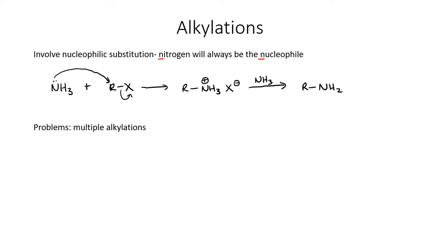Now the problem with this reaction is you're capable of having multiple alkylations occur, so it's not easy to control the types of products you can get. So for instance, if we have ammonia in the presence of ethyl bromide, again our ammonia can act as a nucleophile because it contains a nitrogen. Now we will add an ethyl group to our nitrogen, then we can have another ammonia remove the extra H.